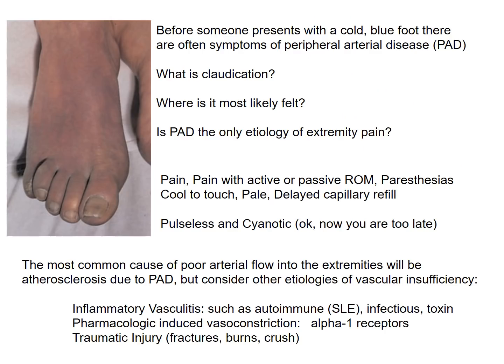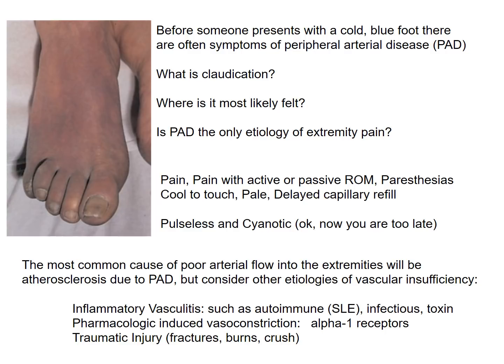So peripheral atherosclerotic disease can lead to loss of perfusion of an extremity. So in this case, someone with PAD can develop a cold, blue, cyanotic foot that has no perfusion, right? So what we want to be able to do is pick up those people who are at risk of PAD, pick up symptoms and signs of PAD before they develop that ischemic extremity. So one of the symptoms of PAD is referred to as claudication.